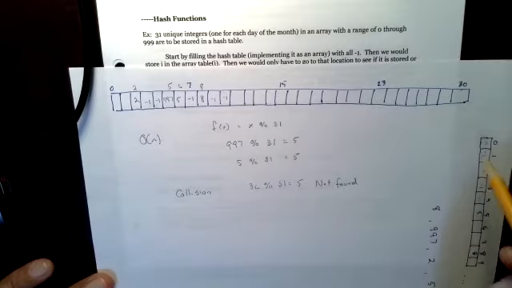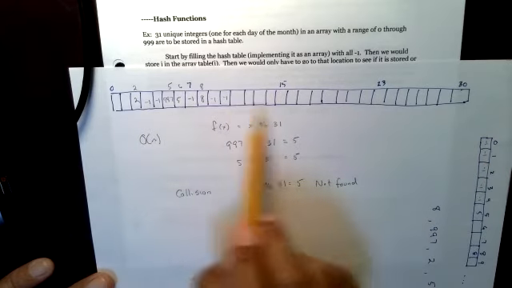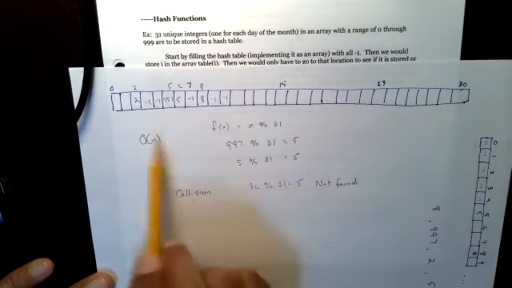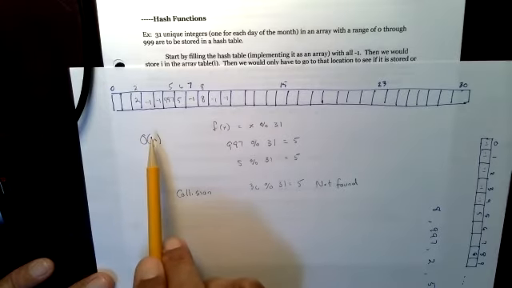So now I looked at an array that was way too big. I looked at an array that's definitely too tight because my worst case is O of n.